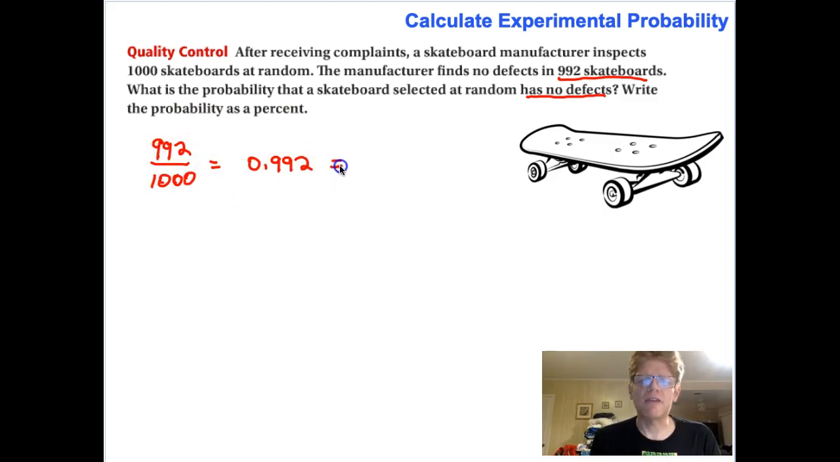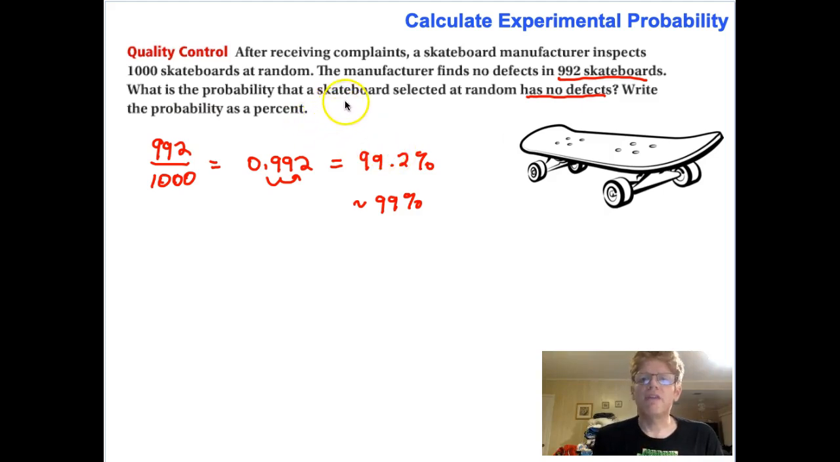We want to write that as a percent. So in order to write it as a percent, we're going to take the decimal point and move it over, and we get 99.2%, or if you want to think of it better, we could round it to about 99%. So that's the probability of getting a skateboard with no defects. Now, it is possible we've got a 0.8% chance of getting a skateboard with defects, so that's important to remember too.